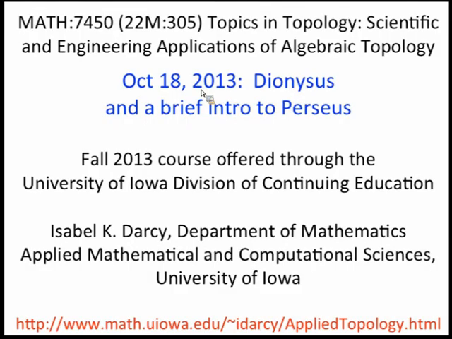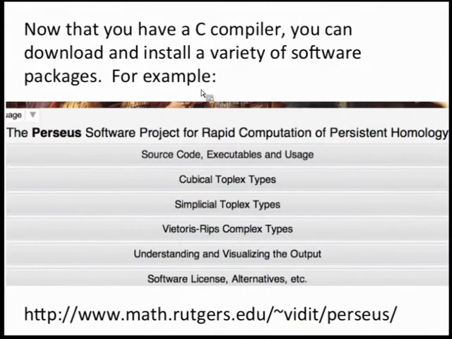So today we'll talk about Dionysus as well as give a very brief introduction to another software called Perseus. Perseus is a software for rapid computation of persistent homology. One can get the source code by clicking here. It will calculate a variety of different complexes and then calculate its persistent homology.